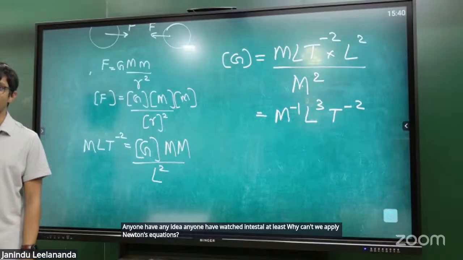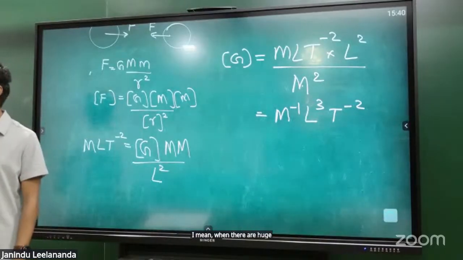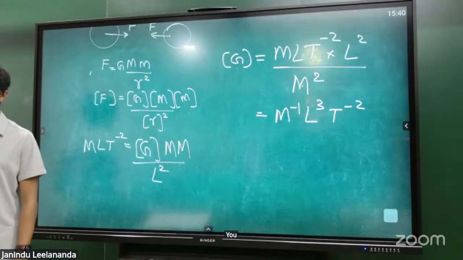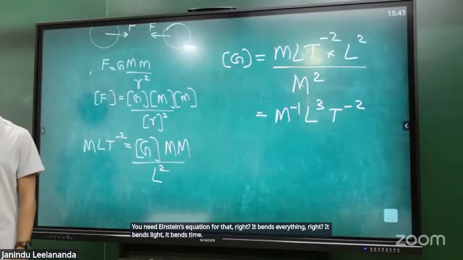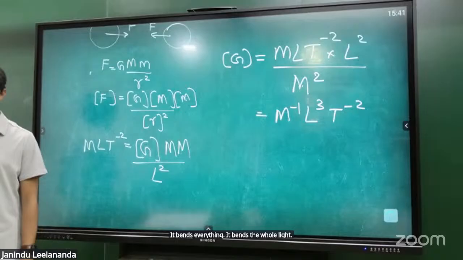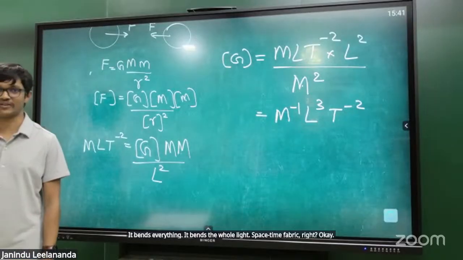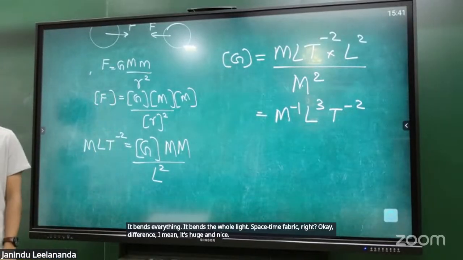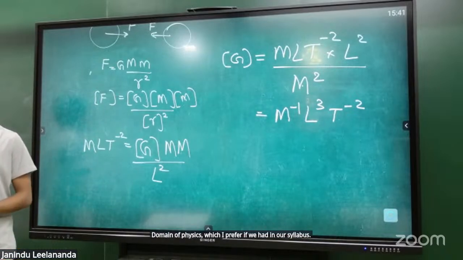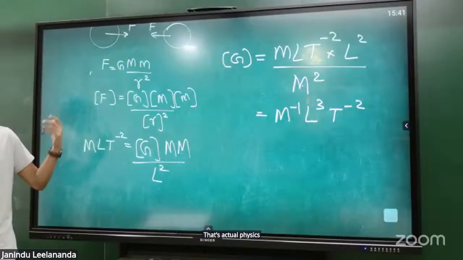I mean, when there are huge masses involved, Newton's equation doesn't work, right? You need Einstein's equation for that. Why? It bends everything, right? It bends light, it bends time, it bends the whole space-time fabric. It's a huge and nice domain of physics, which I'd prefer if we had in our syllabus. That's actual physics. But anyways, we still have this stuff.